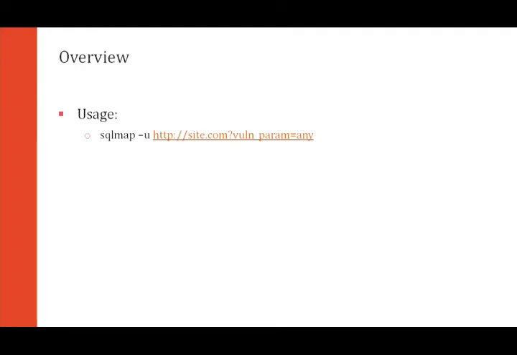And examples of how to use SQL map, you have here a simple example. You set -u, you put the URL, vulnerable one, and it's going to start doing the magic. Second thing is you can say level 5, which means you have different levels, and depending on the level is the number of tests that it's going to perform. For example, if you say level 1, which is the default, it's going to perform less than 100 attacks. But if you increase it to level 5, you probably are talking about more than 500 different attacks.